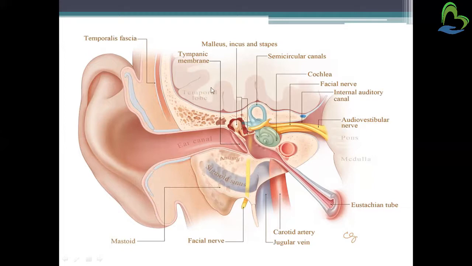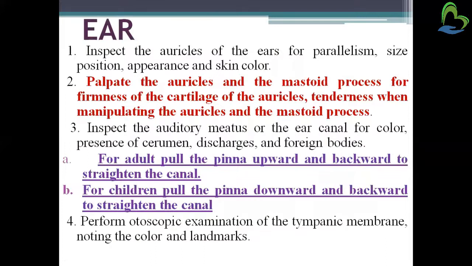This one is the temporal lobe, which is closely attached to the ear. Here is the temporalis fossa. Next we will see the inspection. First inspect the auricle of the ear for symmetry, size, position, appearance and skin color.